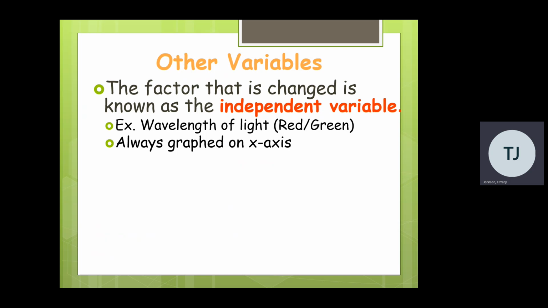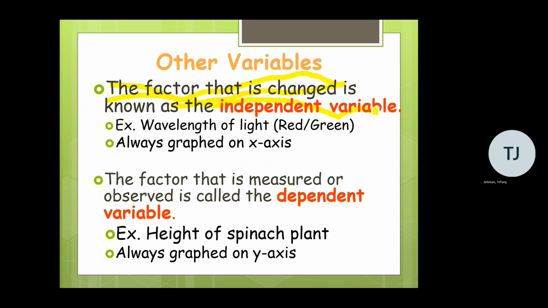So again, the independent variable is what we're changing. Make sure you highlight that. The factor that is changed is known as the independent variable. Very important that you are able to identify that. My highlighting is not that great here. And the factor that we measure is the dependent variable. Okay, so in this situation, it is the wavelength of light that is the independent variable, the red or green light. And the dependent variable is going to be the rate of change or the height of the plant.